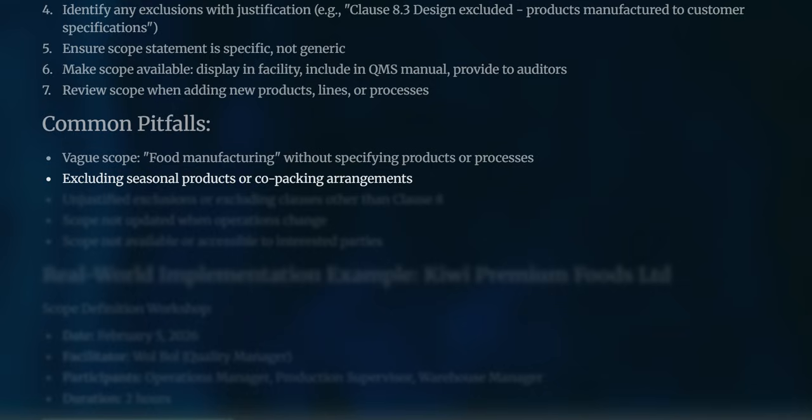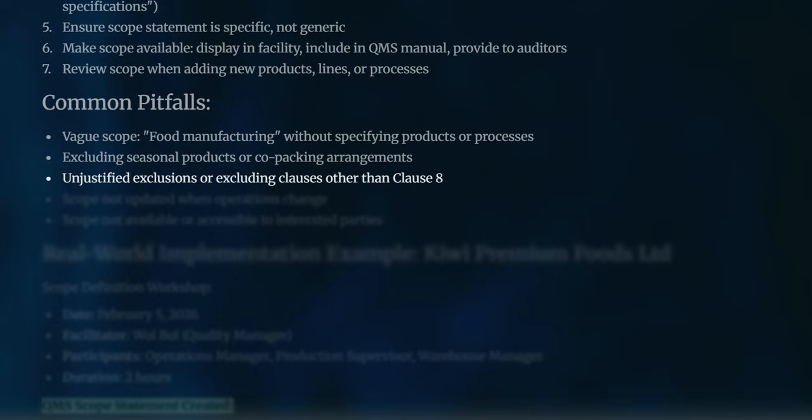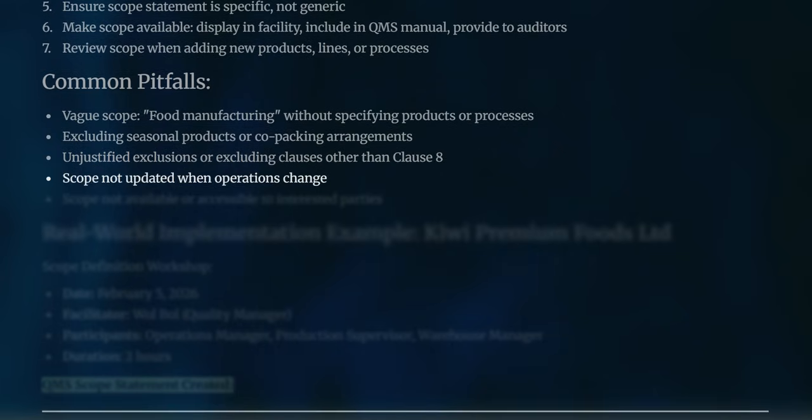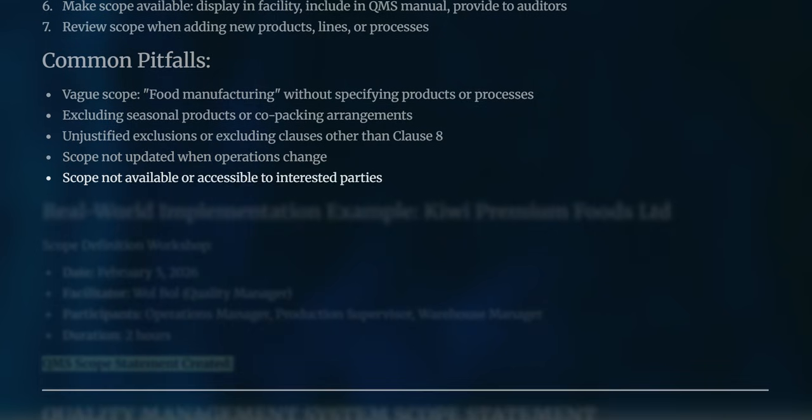Avoid excluding seasonal products or co-packing arrangements. Avoid unjustified exclusion, or excluding clauses other than clause 8. You cannot exclude any other clause. Also avoid scope not updated when operations change, and avoid scope not available or accessible to interested parties. Those are common pitfalls that you need to avoid.